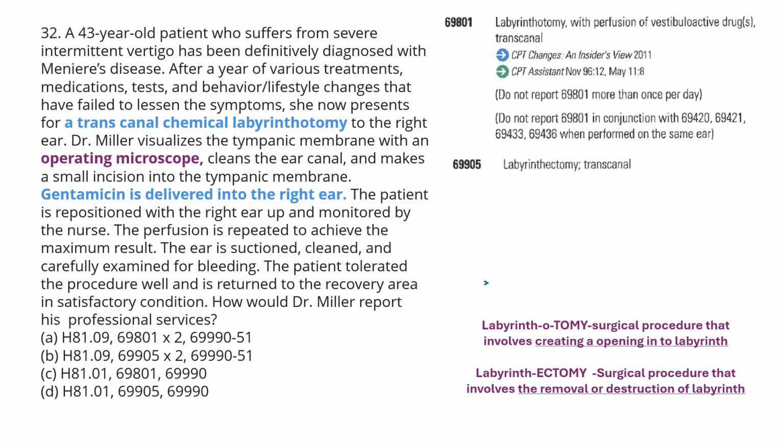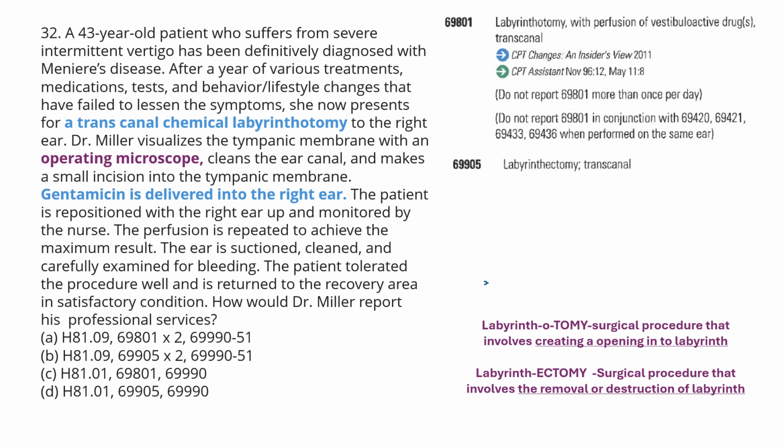The patient is repositioned with the right ear up and monitored by the nurses. The perfusion is repeated to achieve the maximum result. The ear is suctioned, cleaned, and carefully examined for bleeding. The patient tolerated the procedure well and is returned to the recovery area in satisfactory condition. How would Dr. Miller report his professional service?